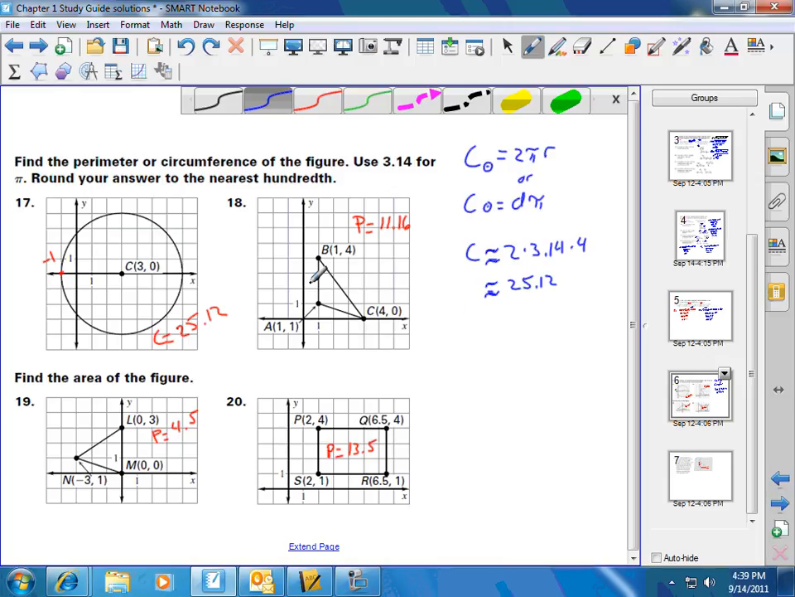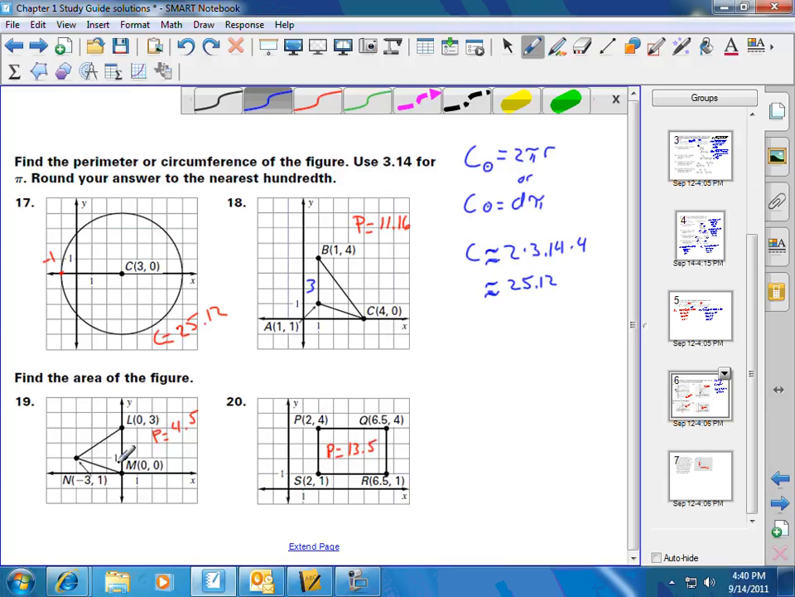Number 18, I'm not going to work it out, but here you have a vertical line, so you could just subtract the y coordinates, 4 minus 1, and this side is 3 units long. We're asking for the perimeter, so we have to add the sum of the length of the sides. So for these two line segments, we'll have to use the distance formula and then add those up, and you should end up with 11.16. Same thing with number 19.